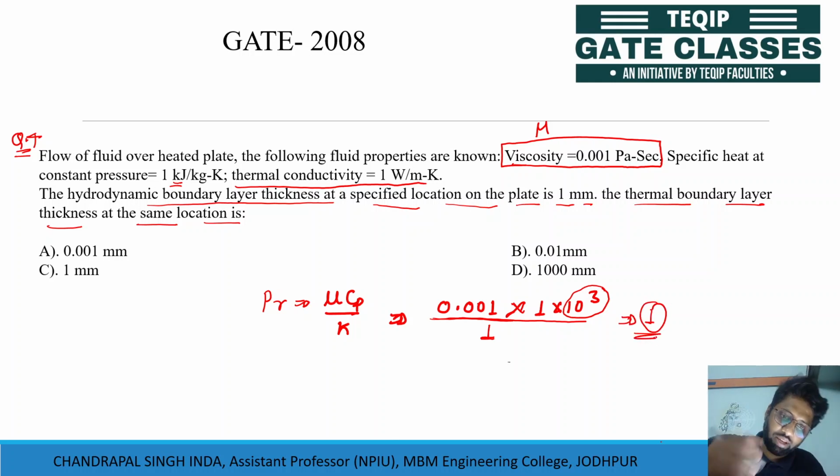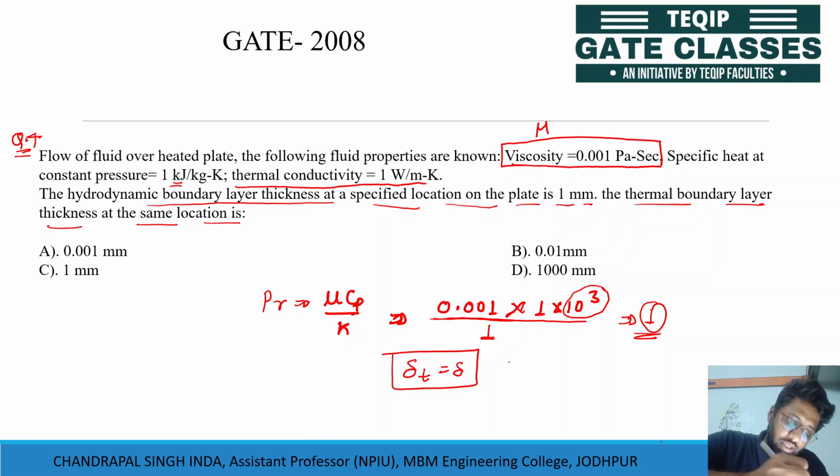So when the value of Prandtl number is equal to 1, in that case we will have delta T equal to delta, means thermal boundary layer thickness is equal to hydrodynamic boundary layer thickness. As the hydrodynamic layer thickness at the specific location is given as 1 mm, the thermal one is also 1 mm. The option number C is correct. So let's move to the next question.